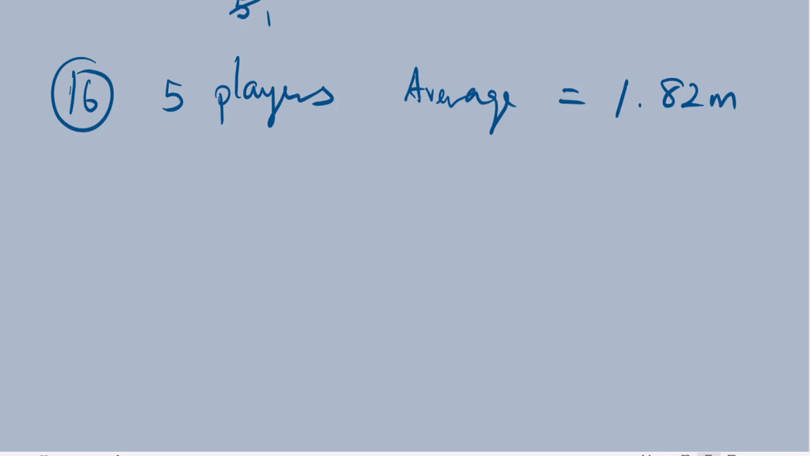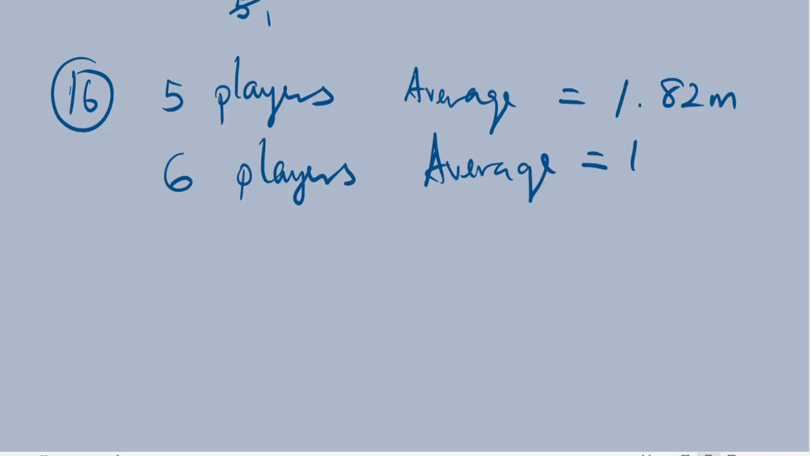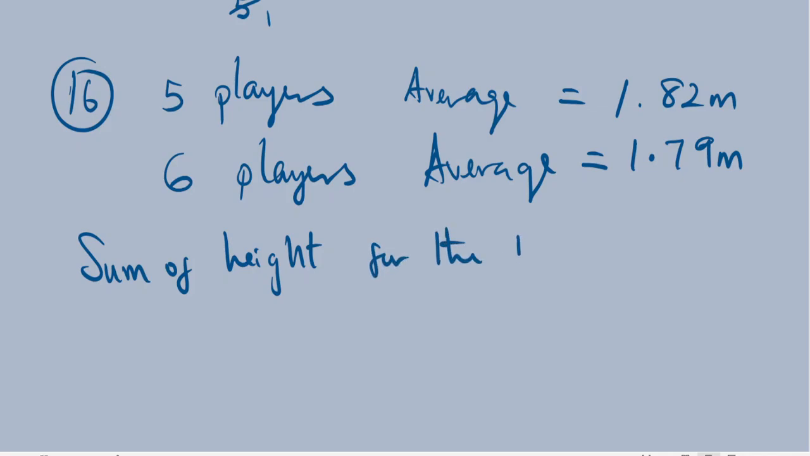So we already had 5 players. The average height is 1.82. Now another person was added, which was a reserve man, and that makes them 6 players now. For 6 players, the average became, or reduced to, 1.79 meters. Now they say what is the height of the reserve? So what we need to do is to find the sum of height for the two groups.